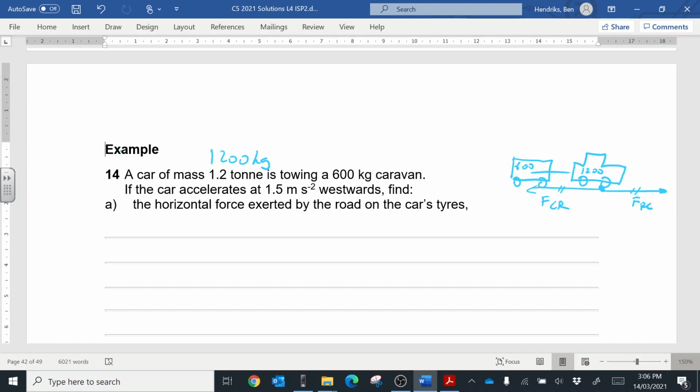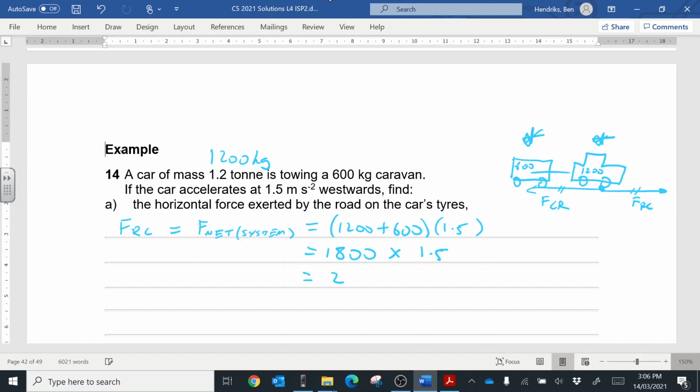So the force of the road on the car is equal to the net force of the entire system. And what I mean by system is the caravan plus the car. So it's equal to 1200 plus 600, the mass, times the acceleration of 1.5. So 1800 times 1.5, which is equal to 2700 newtons west.